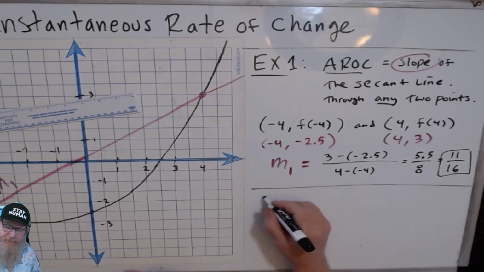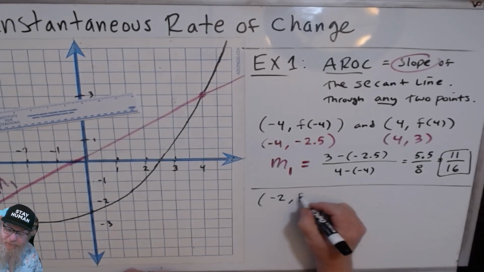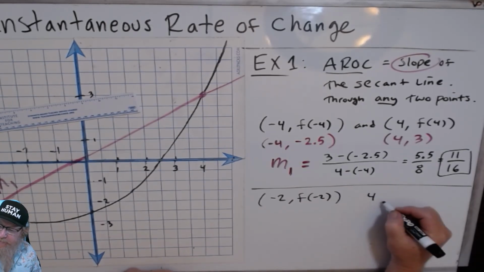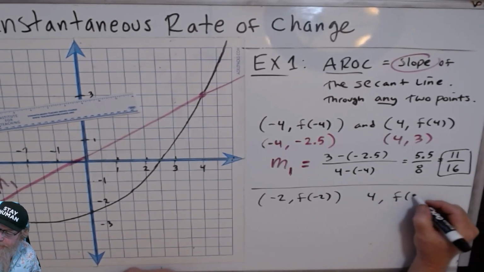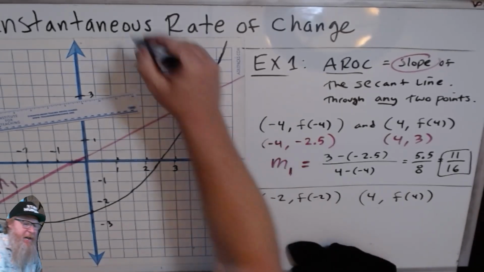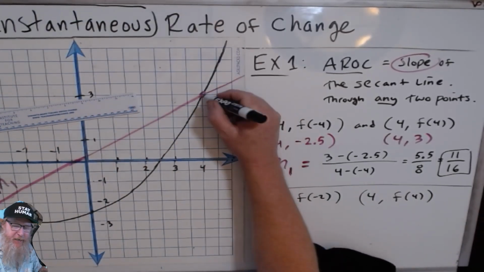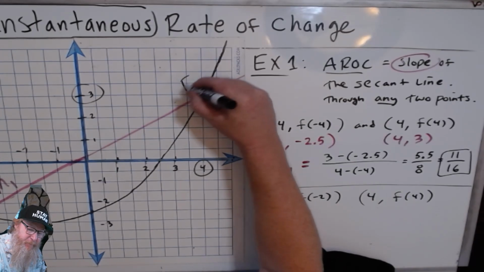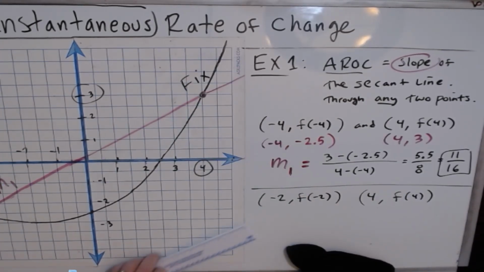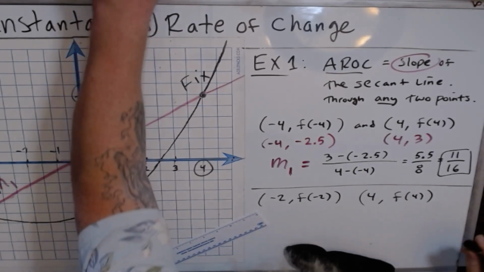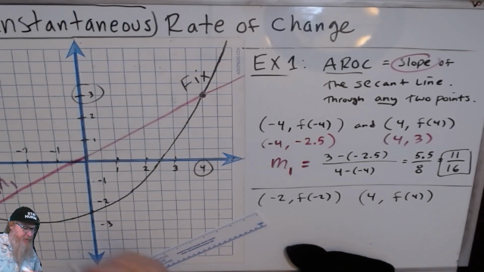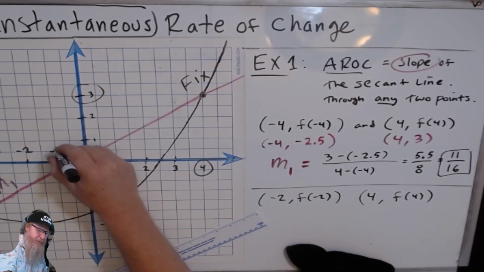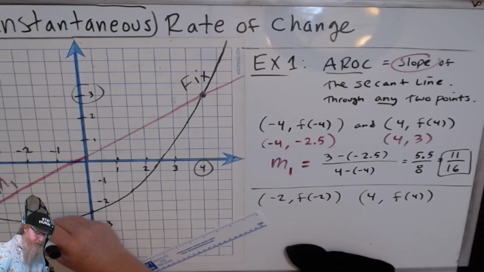All right, let's do a few more. Let's do -2, f of -2, and 4, f of 4. So when we're trying to find the instantaneous rate of change, we fix one point, and we let the other points get closer and closer and closer so that we can use calculus. In particular, we can use a limit to find the values. So let's go here.